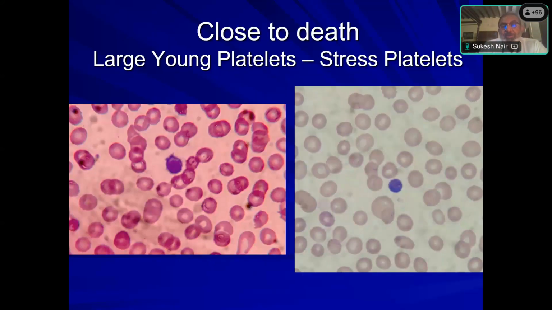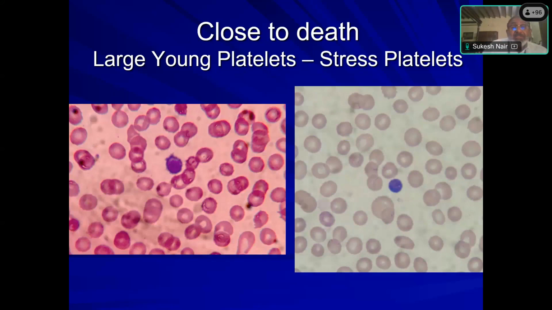So I have been looking at this boy's peripheral smear, and I see these platelets. These are called stress platelets. My professor used to call them stress platelets. You can see that they are not larger than red cells, but they are intensely blue in color. They almost look like lymphocytes. These platelets are produced when the platelet count recovery is imminent.